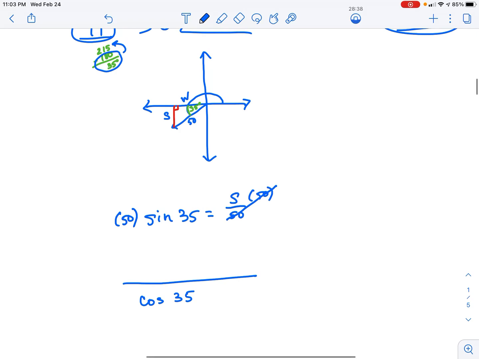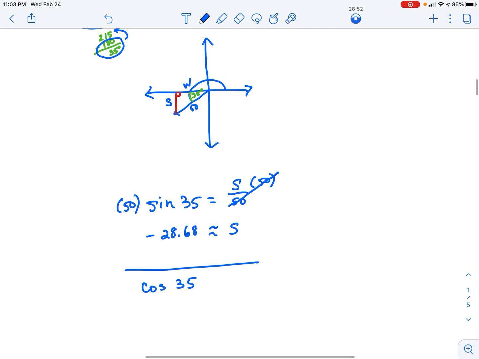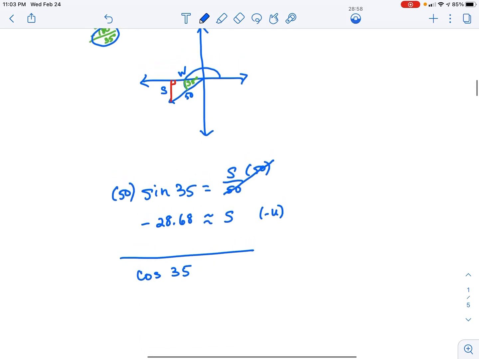And when you put that in the calculator, you're going to wind up with 28.68. Heading in a southern direction, right? If you're going south, it's negative, heading down. And remember, that's going to be like your negative up or negative u. All right, now let's find cosine. Cosine is going to be adjacent, and our adjacent is our west side over our hypotenuse of 50.